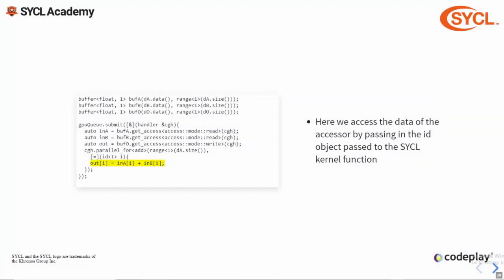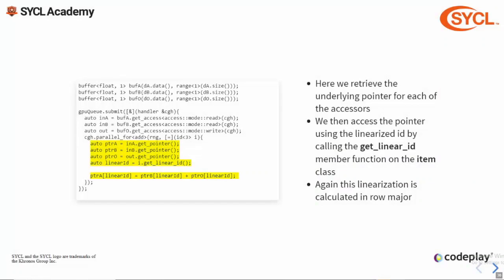Here we have an example of using the subscript operator of the accessors to access elements of the memory, passing in an ID. Here we have another example doing the equivalent, but by retrieving the multi_ptr for each of the accessors and using the subscript operator on the multi_ptrs to access the elements in memory. Here we use the ID's member function getLinearID to retrieve the linearized ID. Again, this is in row major ordering, just like the subscript operator of the accessor.